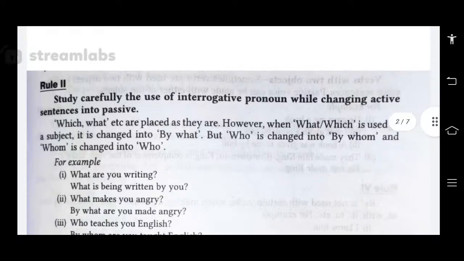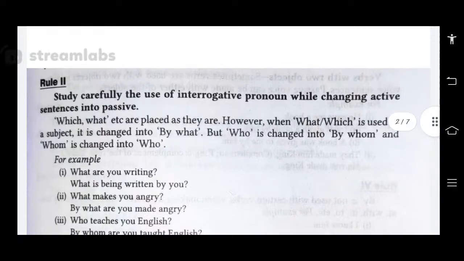Which has to be changed by which, what has to be changed by what, and who has to be changed by whom. So this is rule number 2. And the next, rule number 3.